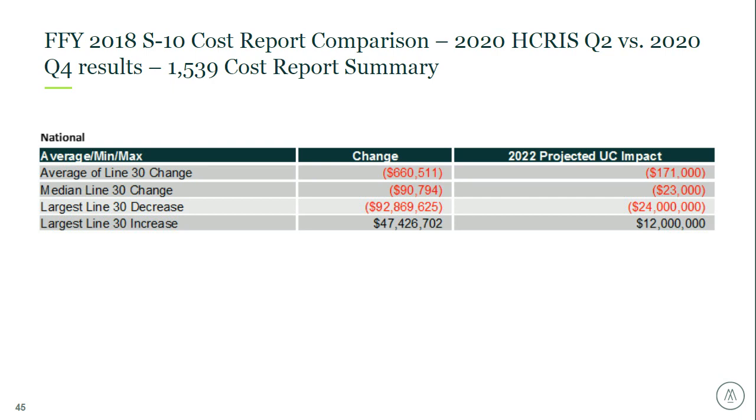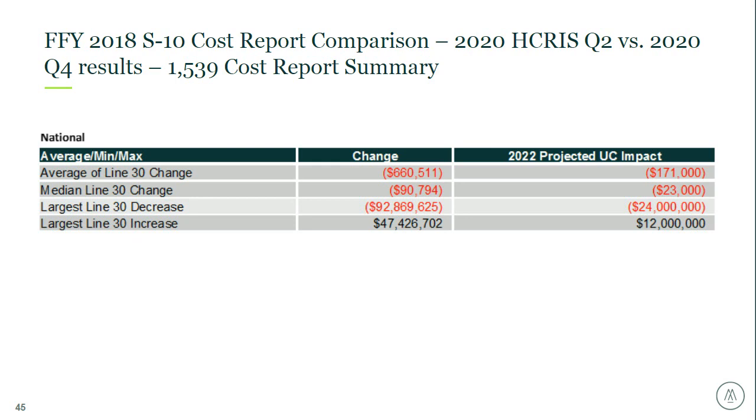And as you can see, the reduction in dollars outweighed the increases as the average line 30 change was a reduction of $660,000. So using historical values to project what that might look like in a future UC payment, that $660,000 reduction equates to around a $171,000 decrease in a future UC payment when you keep all other values constant in that calculation.